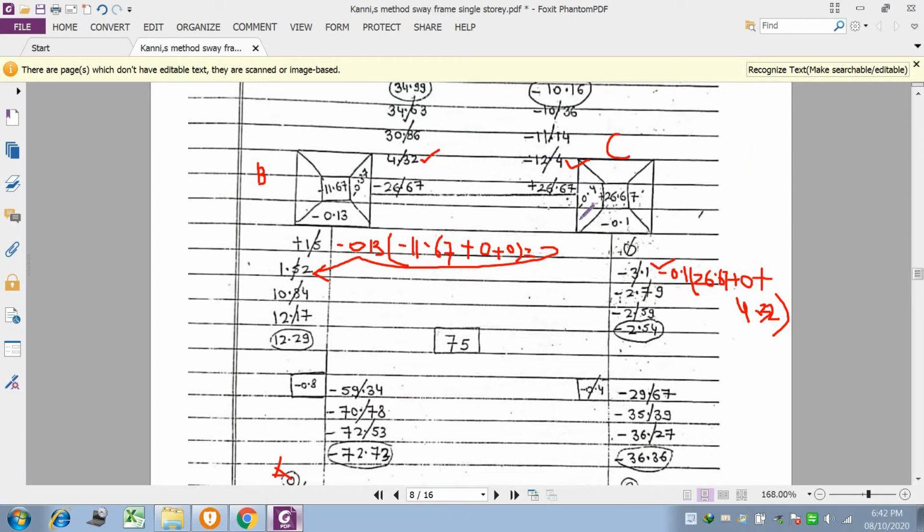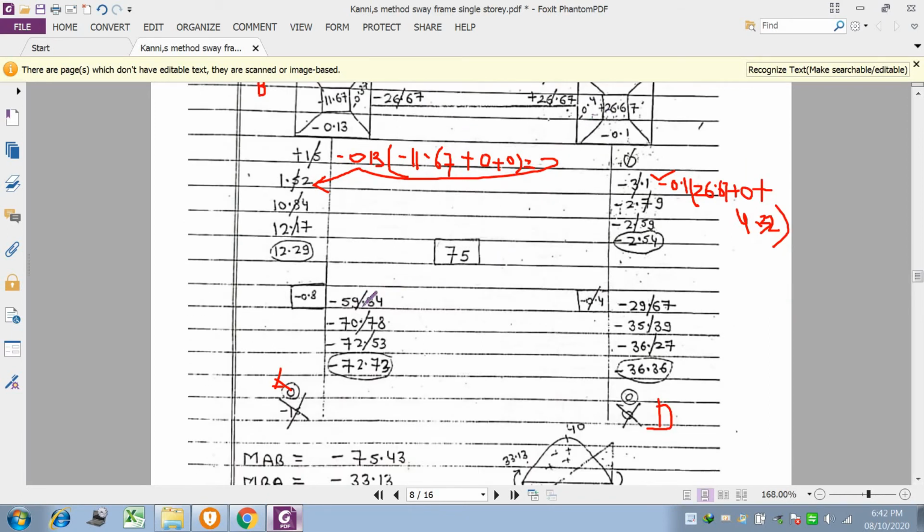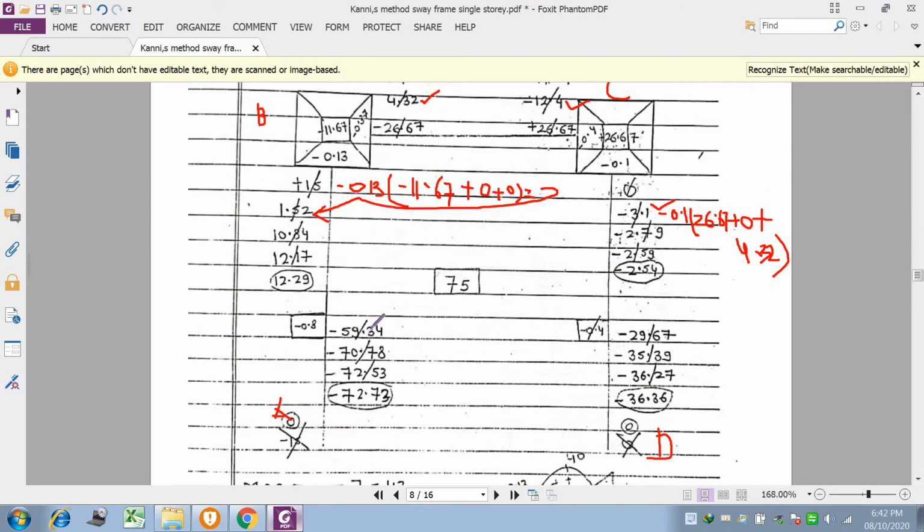After solving iteration number 1, immediately you have to calculate this value, because simultaneously you have to solve the column lower value along with the upper value. Let us see how this value will be calculated. First we consider this value 1.5 into the C value. It is not written here, but the C value was obtained as 1.5. So 1.52 into 1.5.